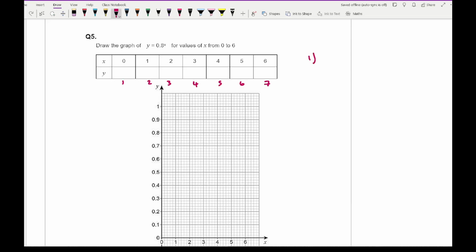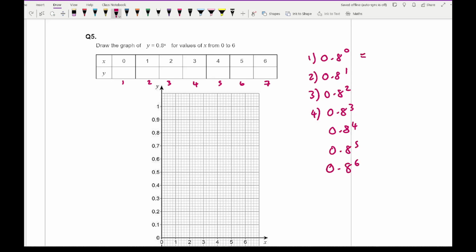So for 1 we're doing 0.8 to the power of 0. For 2 it's 0.8 to the power of 1. For 3 it's 0.8 to the power of 2. For 4, 0.8 cubed, 0.8 to the power of 4, 0.8 to the power of 5, and 0.8 to the power of 6. And we could just simply type that into our calculator.